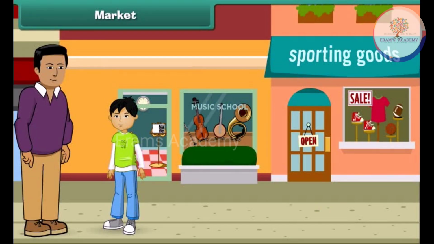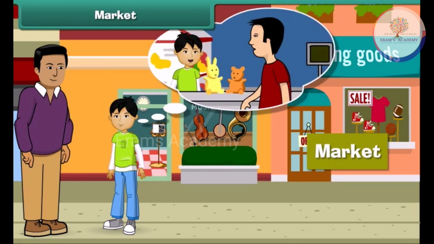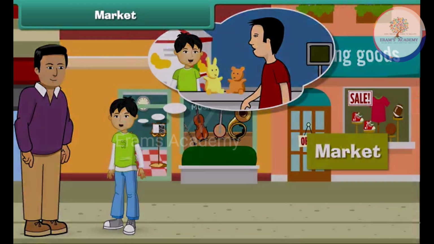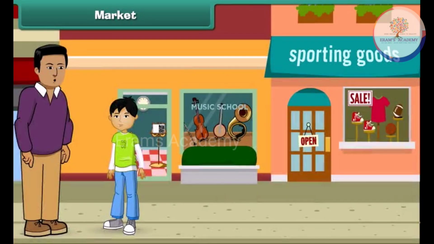Hey, look here. This is a market. Yes, yesterday we bought some toys and dresses from this market. We buy so many things from market. I remember, Dad, you buy vegetables and fruits from the market as well. Yes, that's right. Let's move ahead.